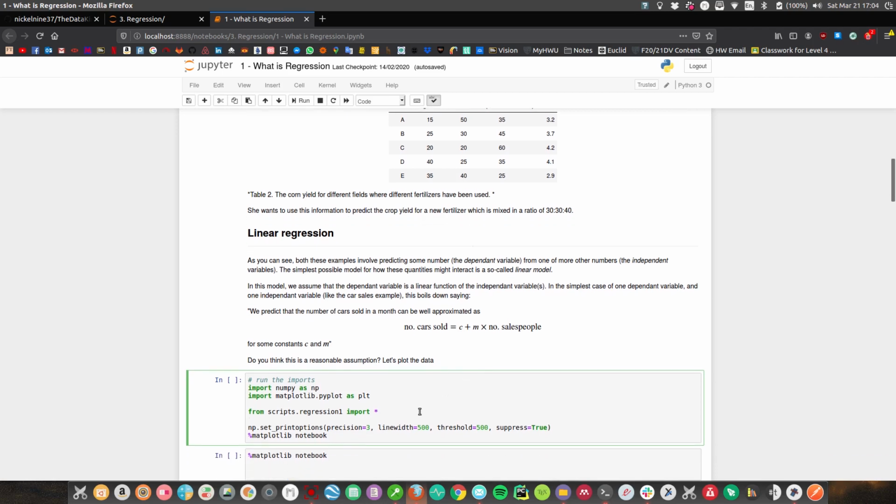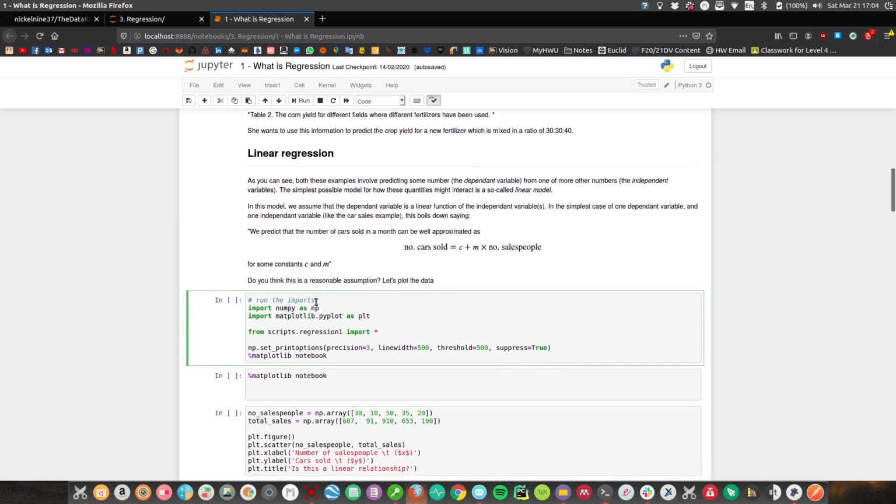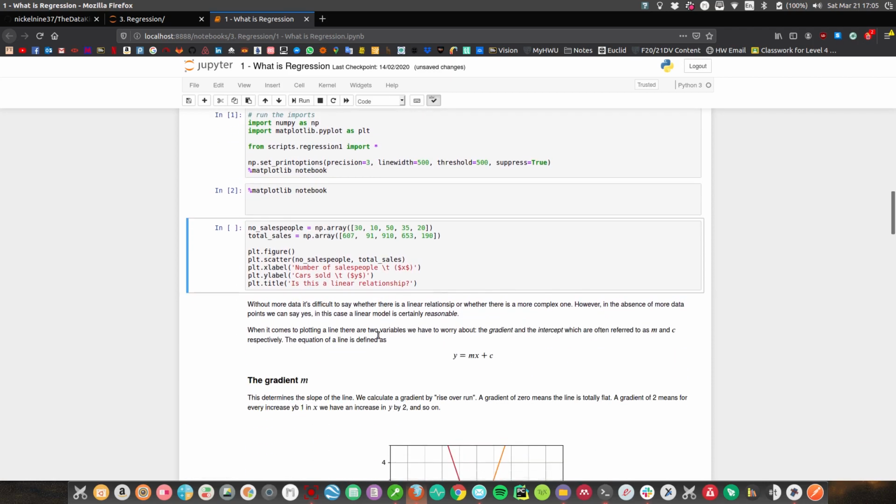But first of all, let's just look at this data that we've got. So we're going to run some imports here. Here we're just importing NumPy as NP. We're importing matplotlib.pyplot as PLT. This here, you don't need to worry about. This is some scripts that I've written that are in a different folder that we're going to use in this. So we're just importing some other bits of code that I've written. And here we're just setting some NumPy print options so that we get pretty arrays out. And once again, we are using this %matplotlib notebook function to give us interactive notebooks. So we are going to plot this.